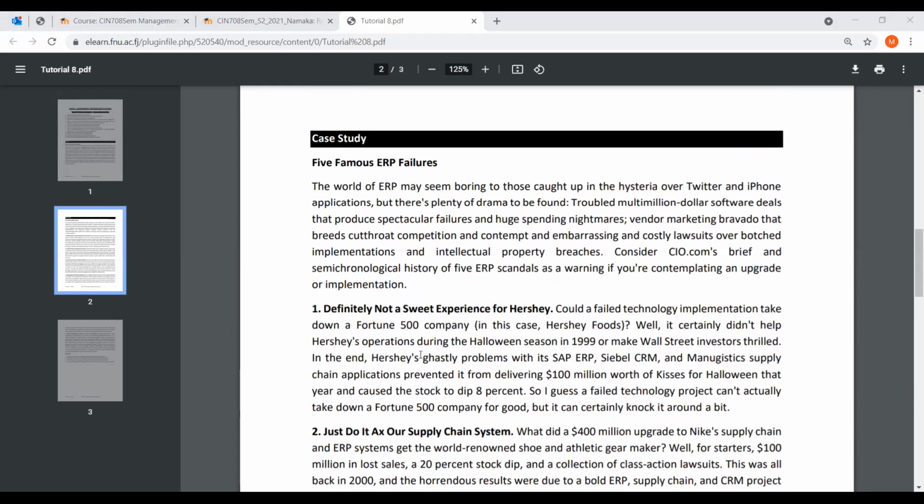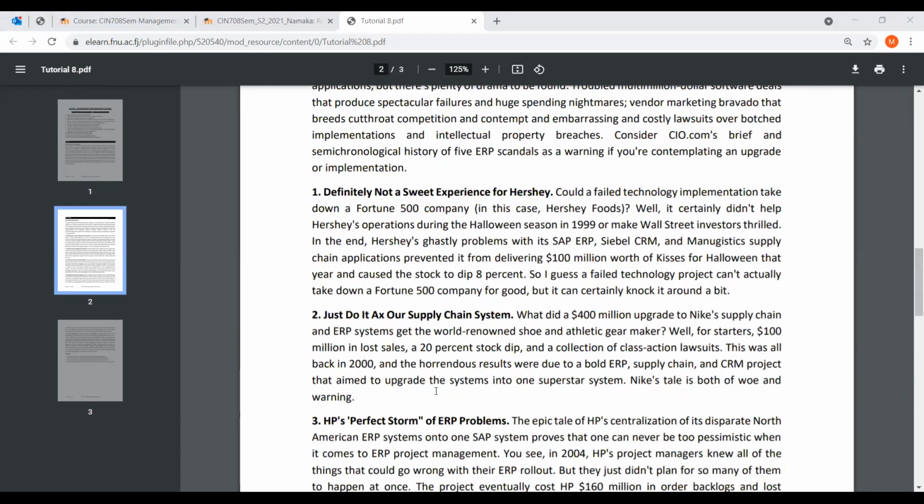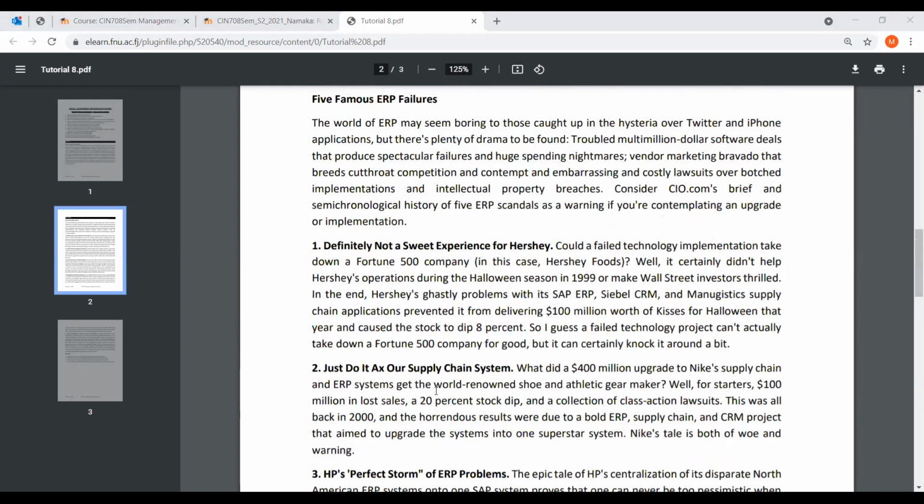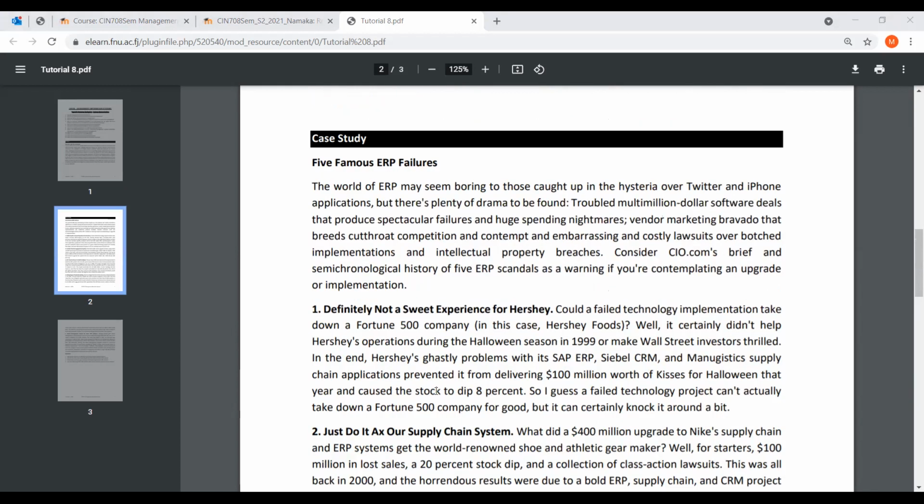Okay, if no questions, let's start looking at the case study. Now, the case study is a simple one. We may finish it within about 15 to 20 minutes. The world of ERP may seem boring to those caught up in the hysteria over Twitter and iPhone applications, but there's plenty of drama to be found.